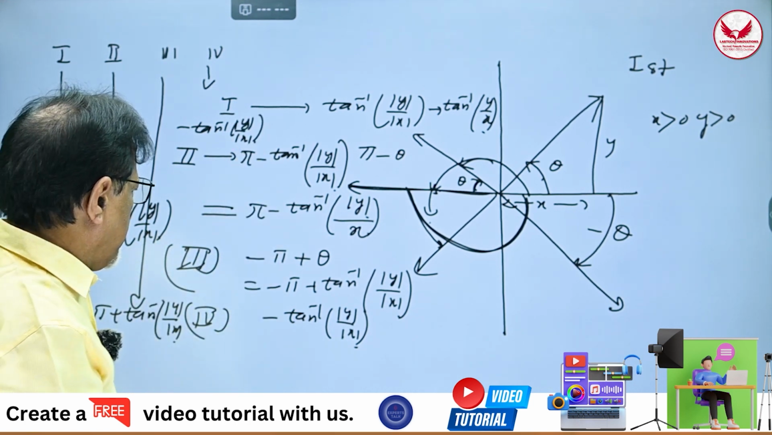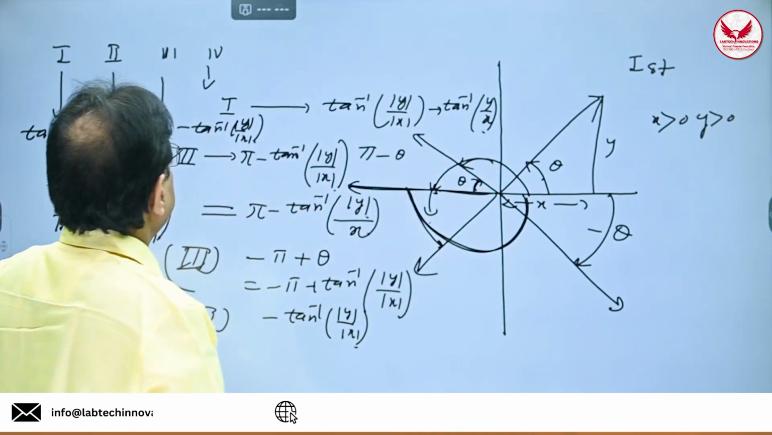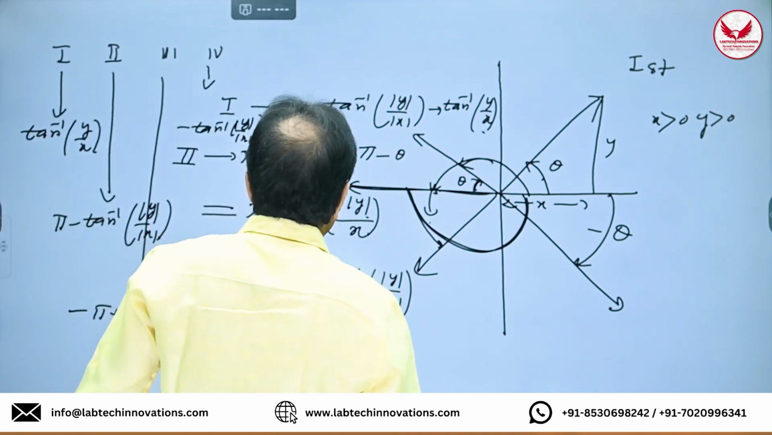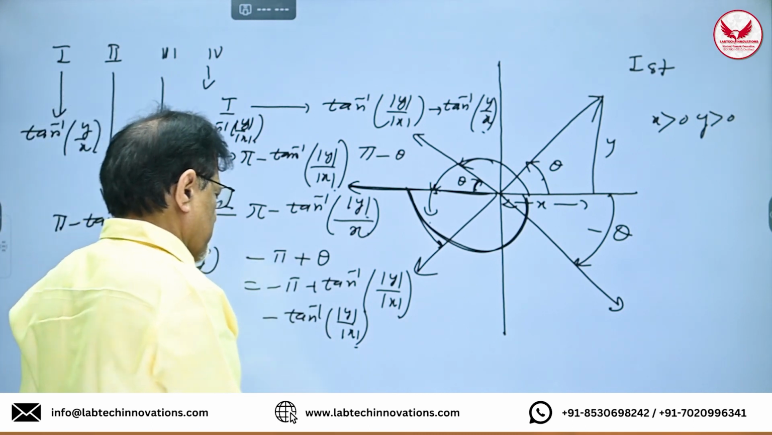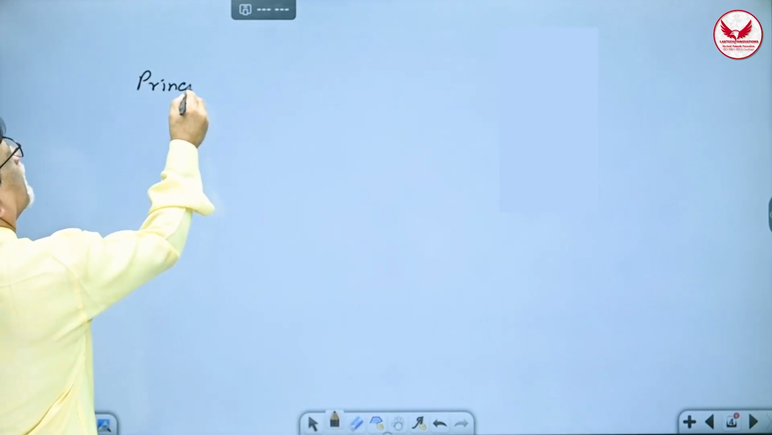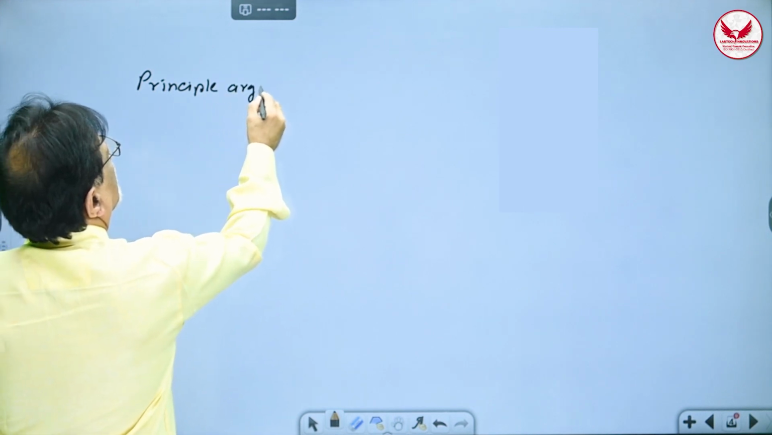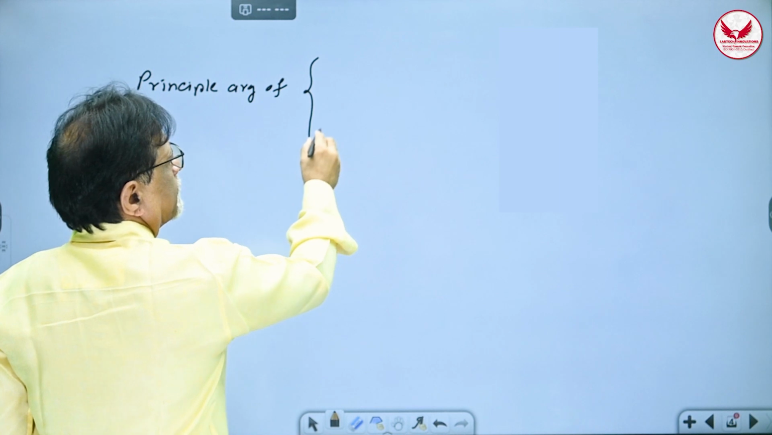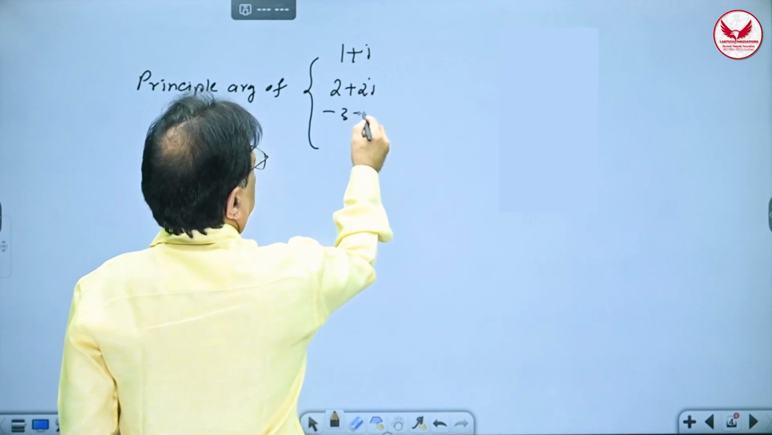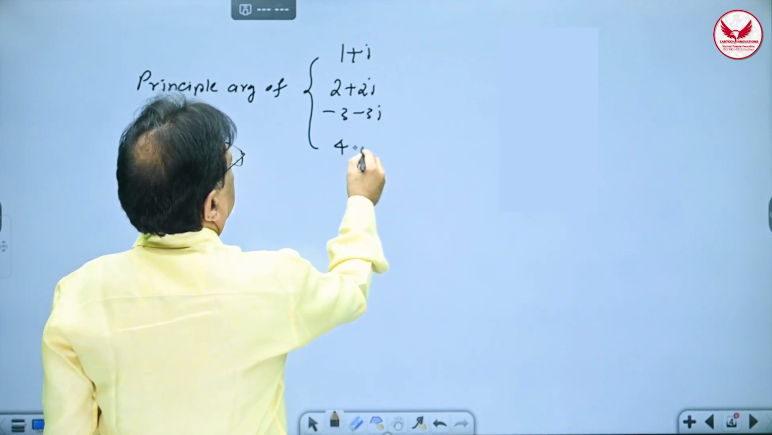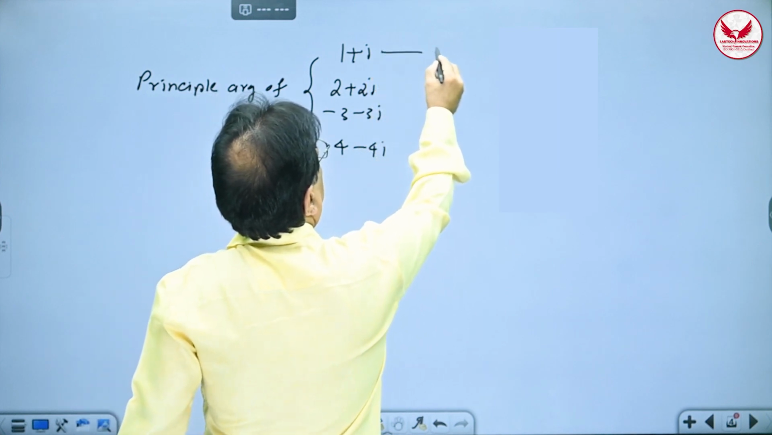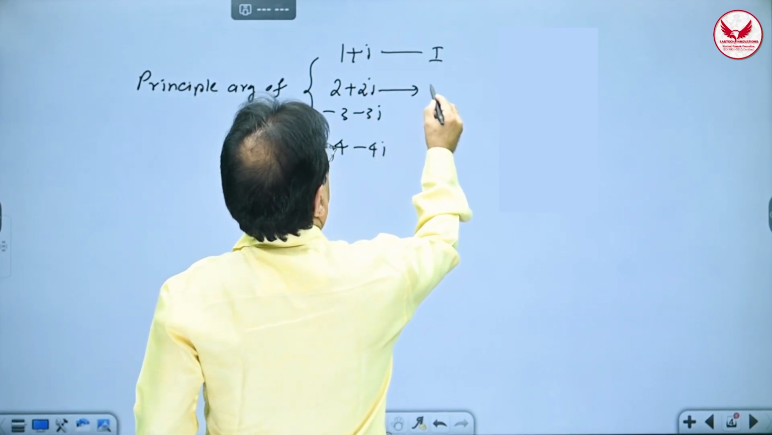Now, remember this, okay? So, if you are given a number and you want to find out its argument and modulus, then these are the permissible values of argument and modulus, then you have to do this, okay? Find the principal argument of these four numbers, which are 1 plus i, 2 plus 2i, minus 3 minus 3i, 4 minus 4i. Okay, so all the four quadrants are covered. So this lies in the first quadrant. This lies in the first quadrant.